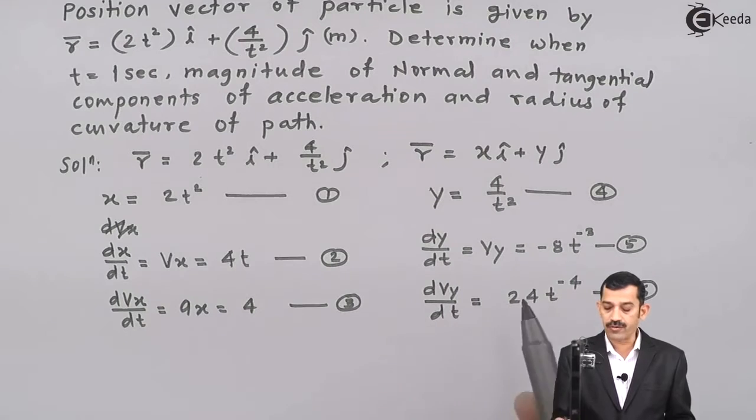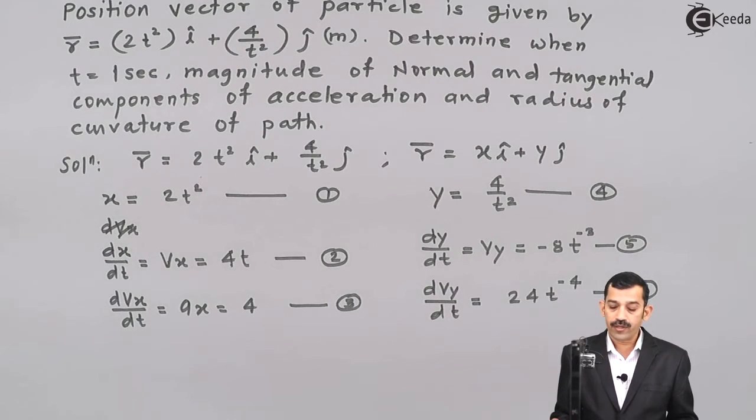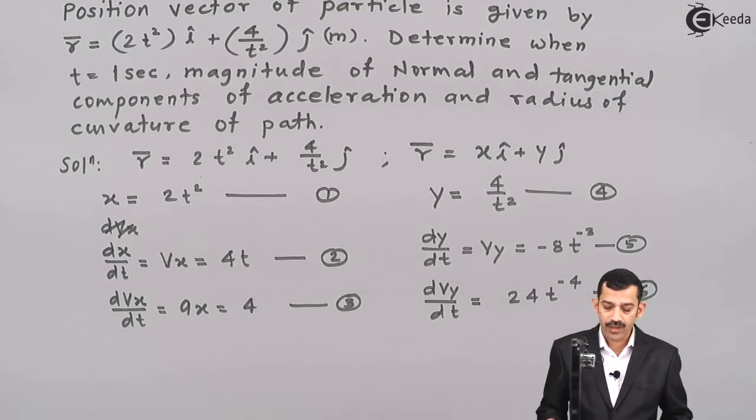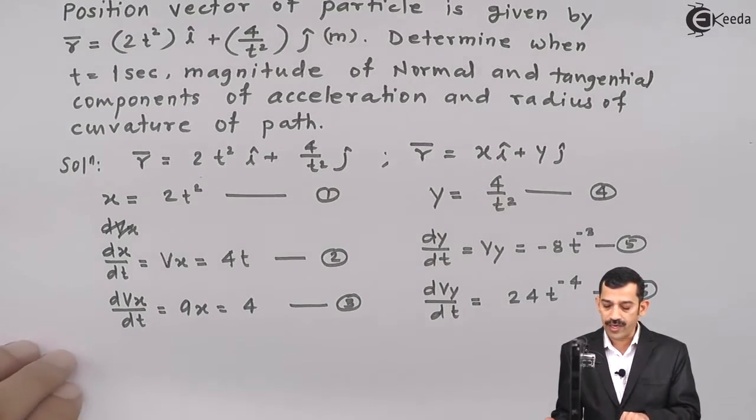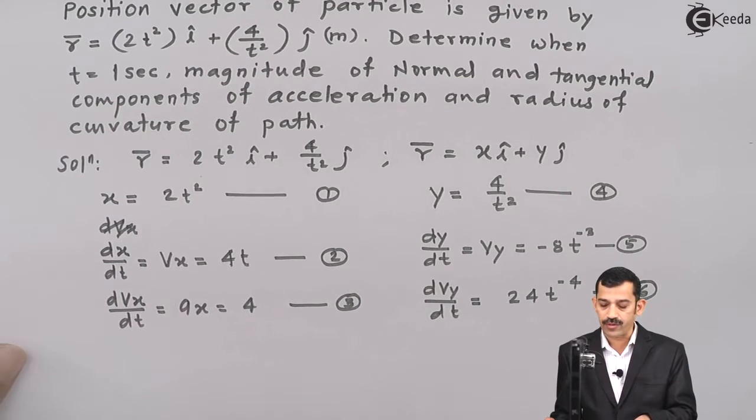Now you are getting the equations of Vx and Vy, and the equations of Ax and Ay. You have to find out the normal and tangential components of acceleration at t equal to 1 second. So first we will substitute t equal to 1 second in equations 2, 3, 5 and 6. We will find out Vx, Vy, Ax and Ay. From that we will get the resultant velocity and resultant acceleration, their magnitudes. In the next step, let's find out Vx, Vy, Ax, Ay at t equal to 1 second.